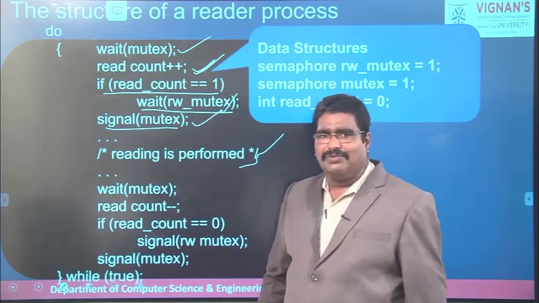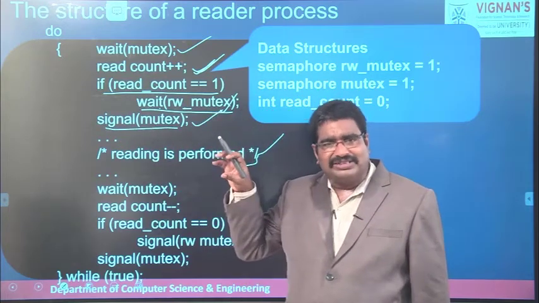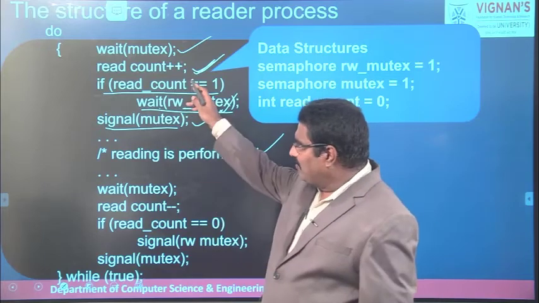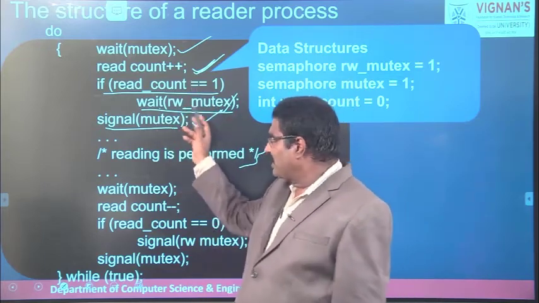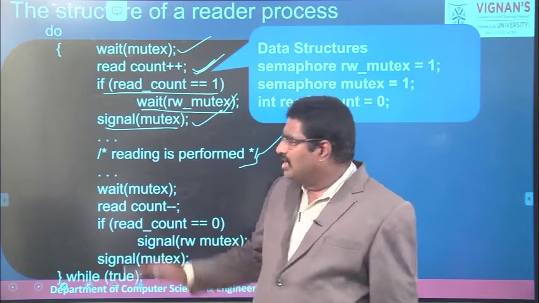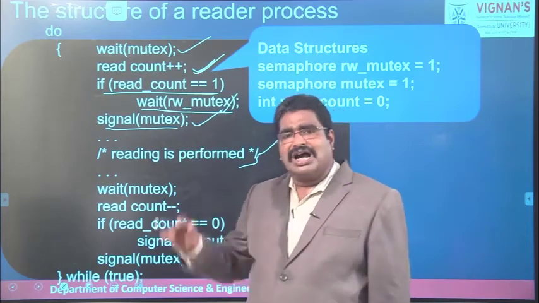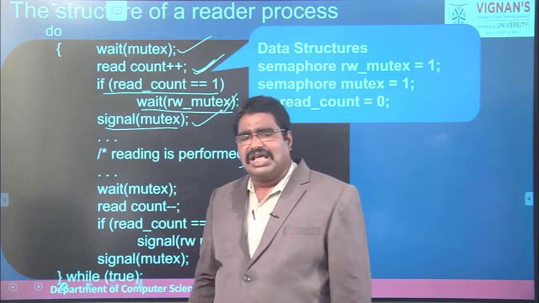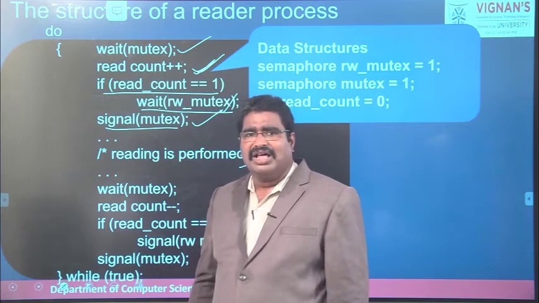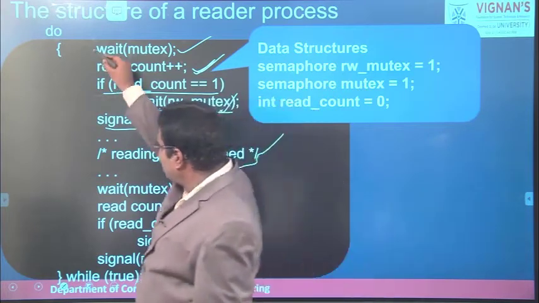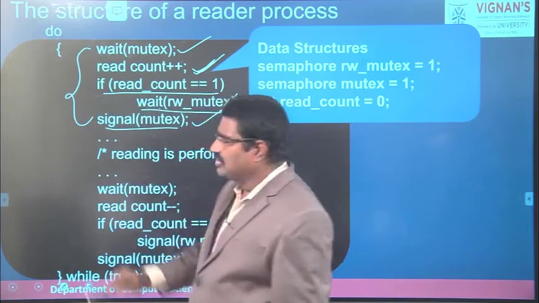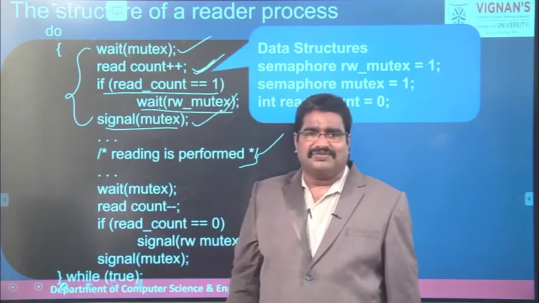What is the need of the signal mutex? Because we are modifying the read count. Once the modification is completed and we have verified this condition is satisfied, then we give the signal mutex. Other reader processes are then allowed to perform the modification on the read count. So I hope you understand this is the code used in the entry section of the reader process.